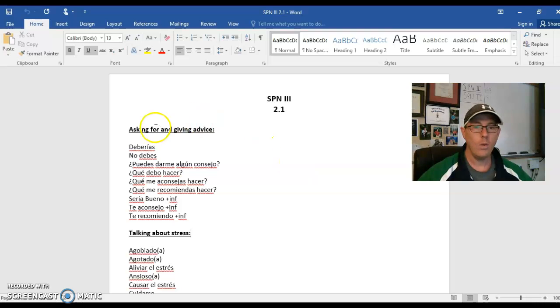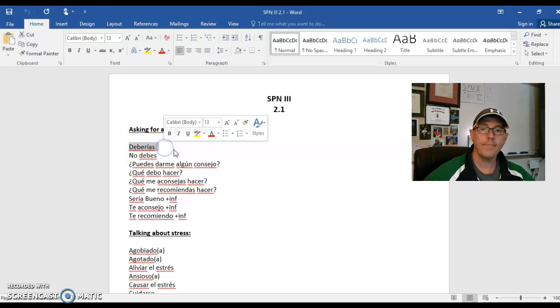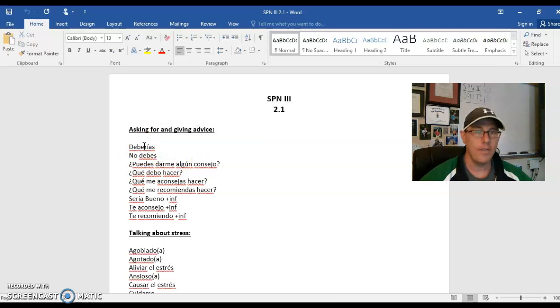We will begin with asking for and giving advice. We've got several items on here. So, deberías is you should. Debes is you shouldn't. And both of these are conjugations of the verb deber. This is the conditional form of deber. This is the present indicative form of deber.